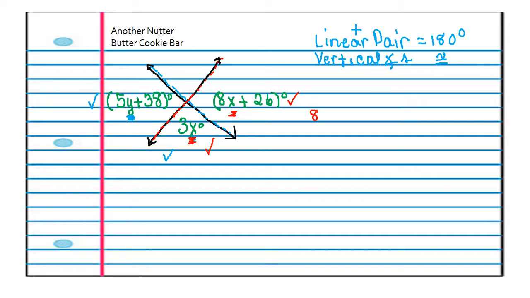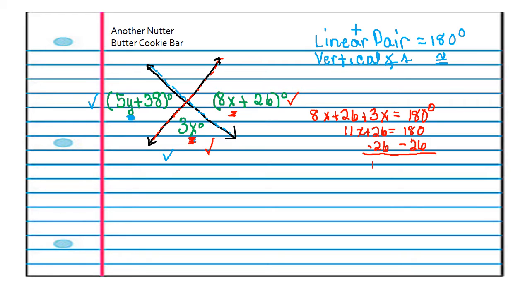Linear pair means that the two are going to be added together. So we have an 8x plus the 26 plus the 3x equals that magical geometry number of 180. We combine our like terms, get 11x plus the 26, and it equals 180. This is the algebra that you know and love. Take away the 26 and take away the 26. Opposite signs.